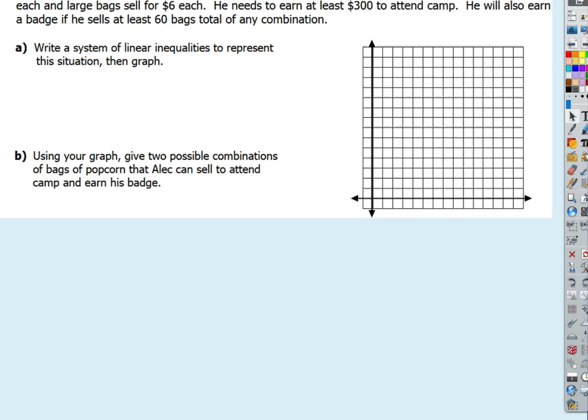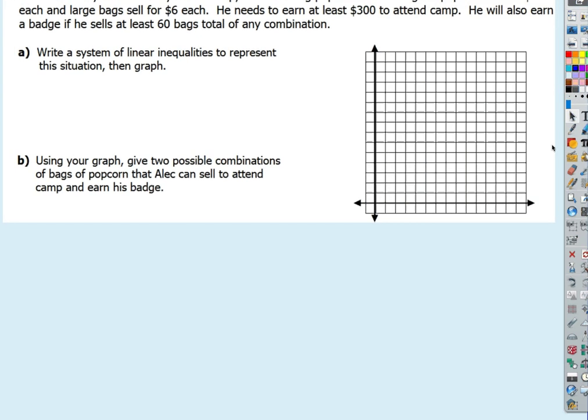So what's the first thing we want to do? Define the variables, always define the variables. What are we going to call them? Small and large. Okay, small bags and large bags. What are we trying to track here? They're telling us the cost, so we're trying to track the number of each of them, right? So we could say x equals the number of small bags, y equals the number of large bags, right? Okay.